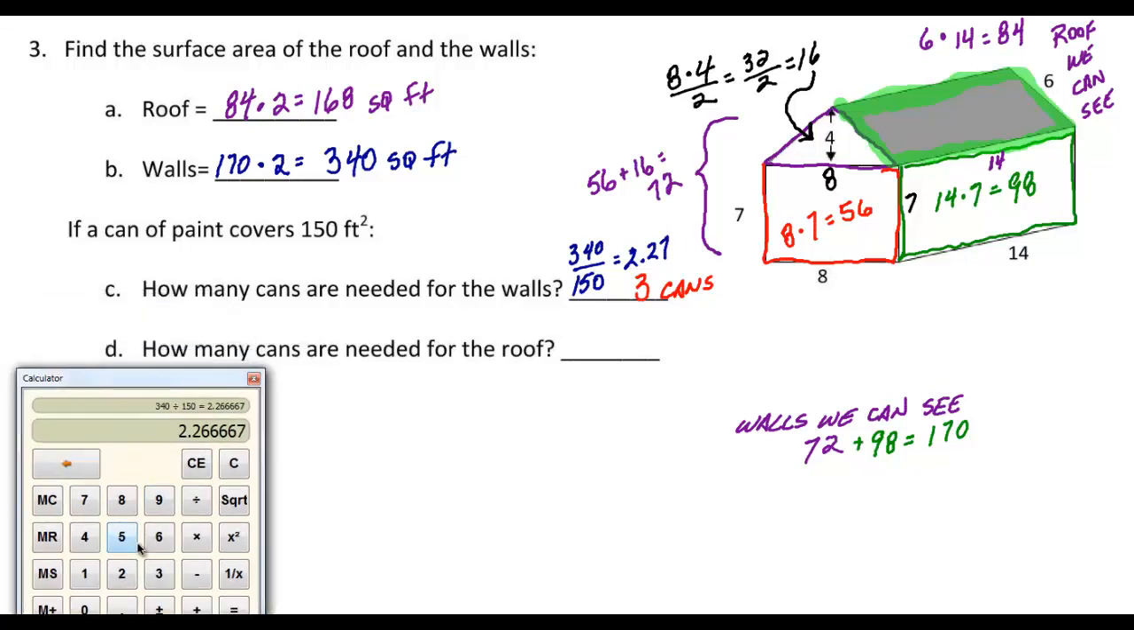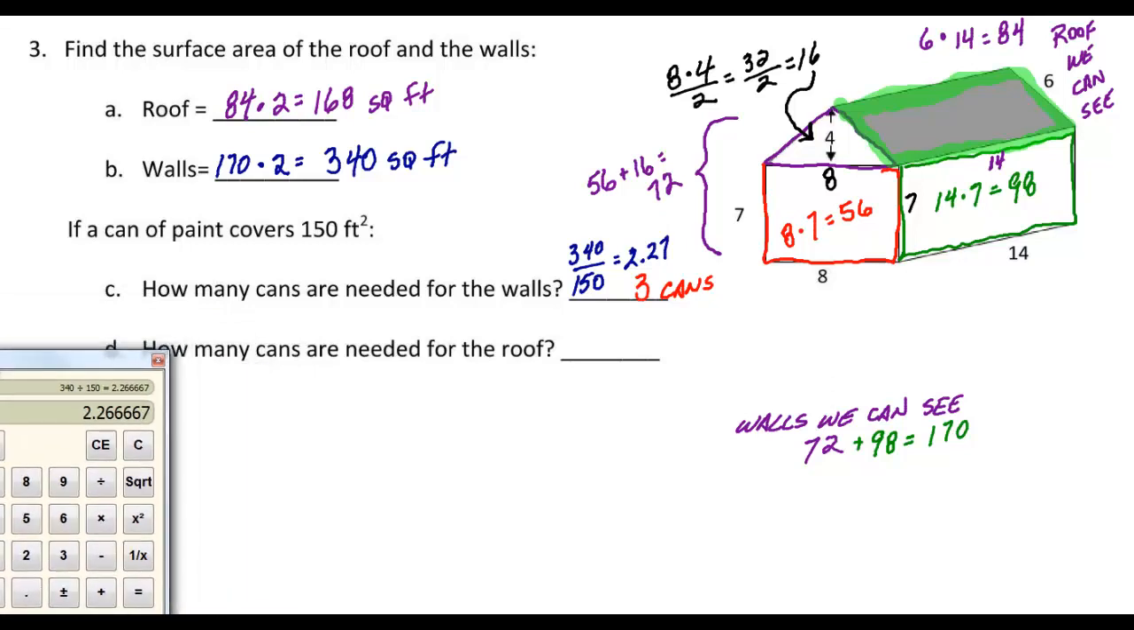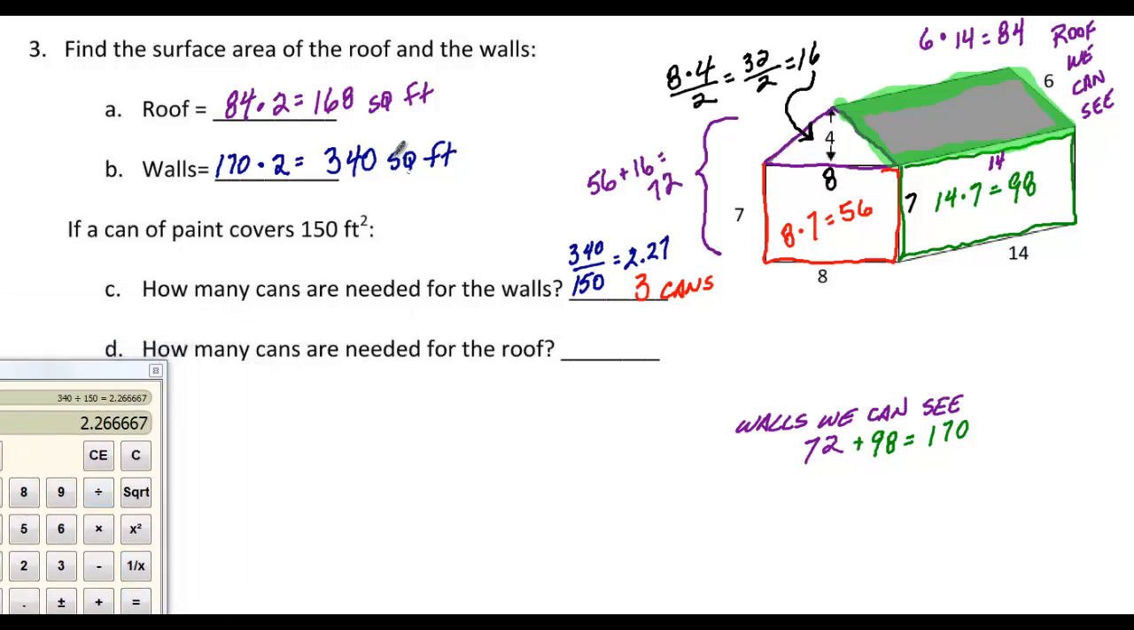Let's figure out for the roof now. So for the roof, we know that there are 168 square feet of roof. Each can covers 150. So 168 divided by 150, 1.12. We have the same situation. Since it's more than 1, we have to buy 2 cans of paint. So 2 cans for the roof and 3 cans for the walls.